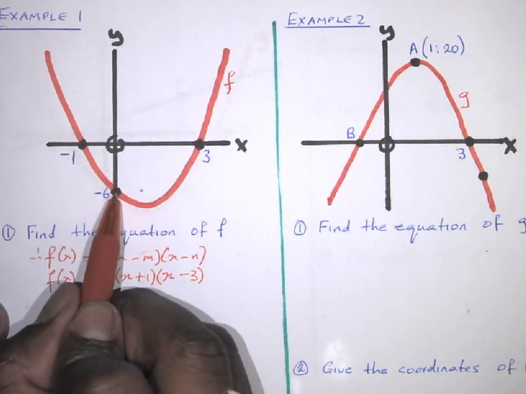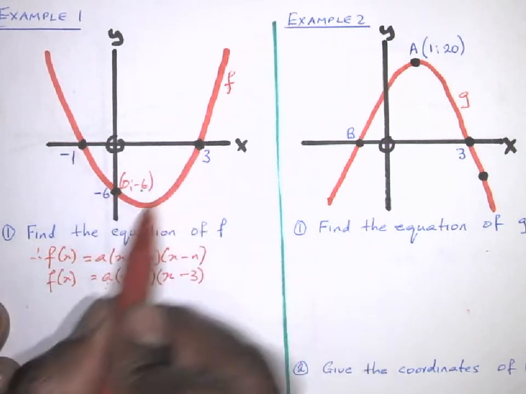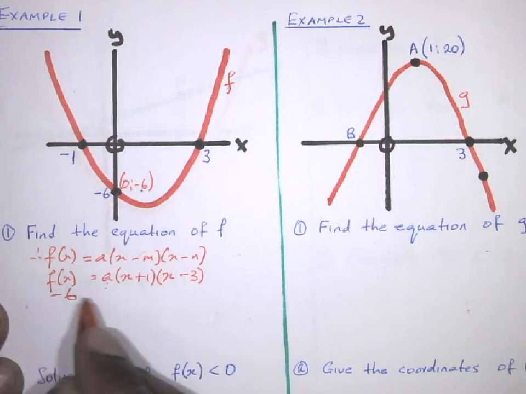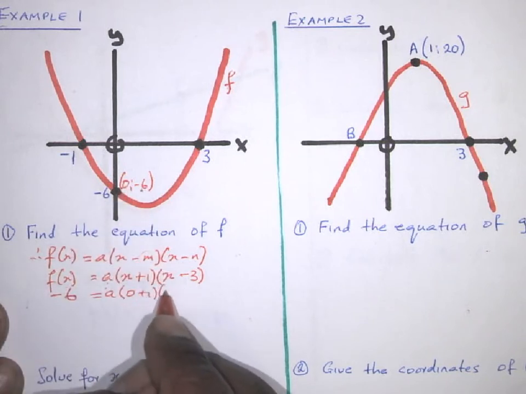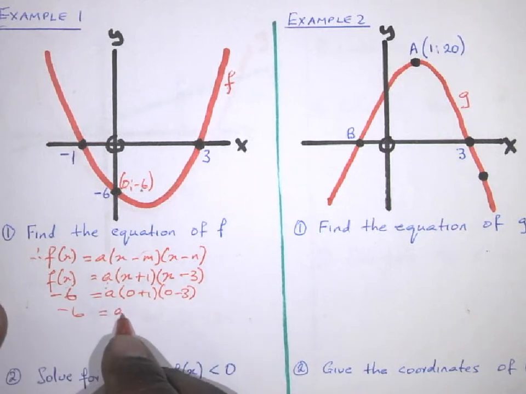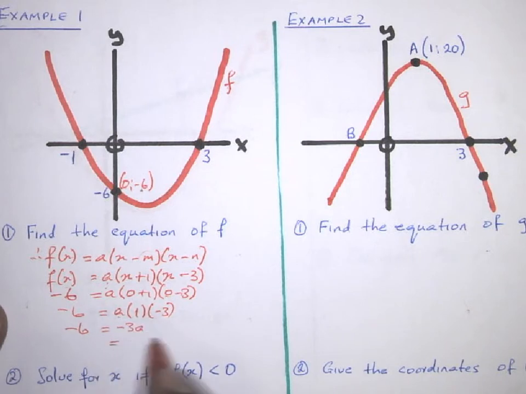The coordinates of this point are x is 0 and y is minus 6. So I put minus 6 for y, equal to a, and x is 0: 0 plus 1, and then 0 minus 3. So minus 6 is equal to a times 1 times minus 3, which is minus 3a. Now I can divide both sides by minus 3, so the a value is equal to positive 2.